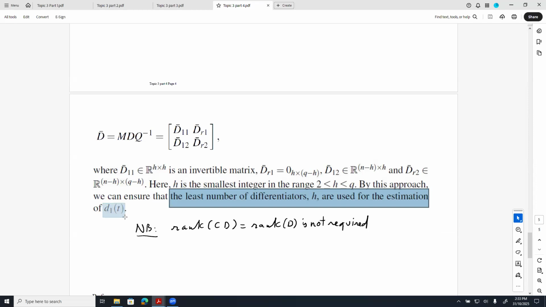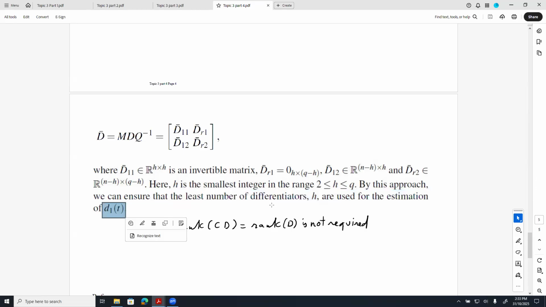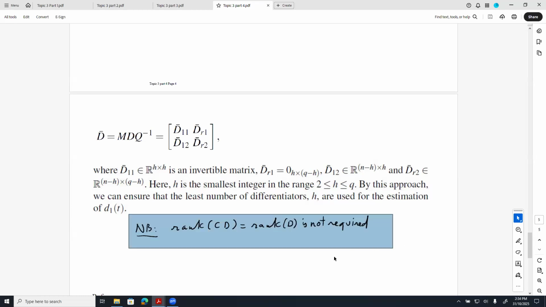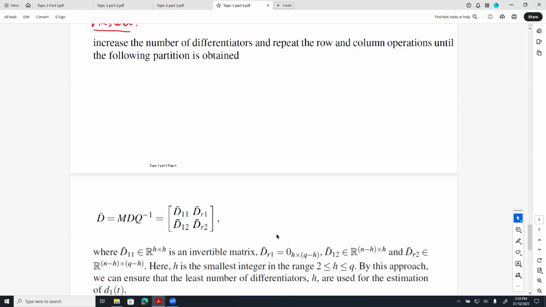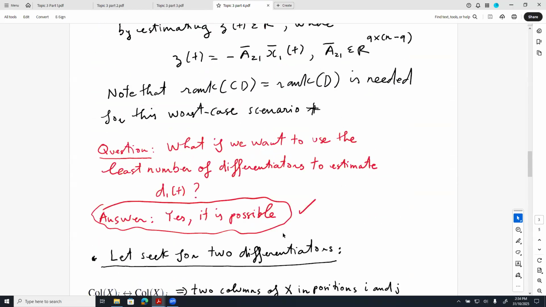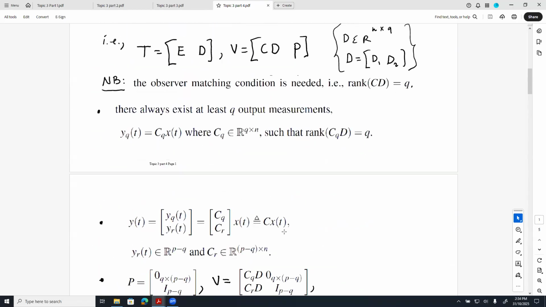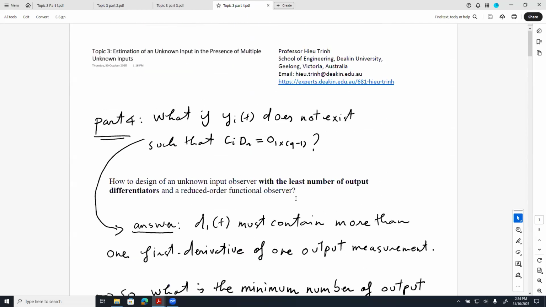We don't have to go up to q. That's the worst case scenario. If we're lucky, it can be within a range from 2 up to q. And remember, in this situation the number of output differentiators is not reaching q. Therefore, by this approach, we don't have to have the observer matching condition to hold. All right, so that basically explains the situation. As you can see, we have a very simple way to search for the least number of output differentiators.